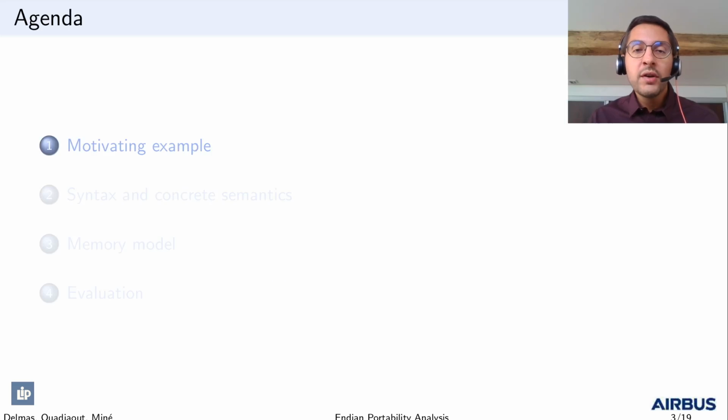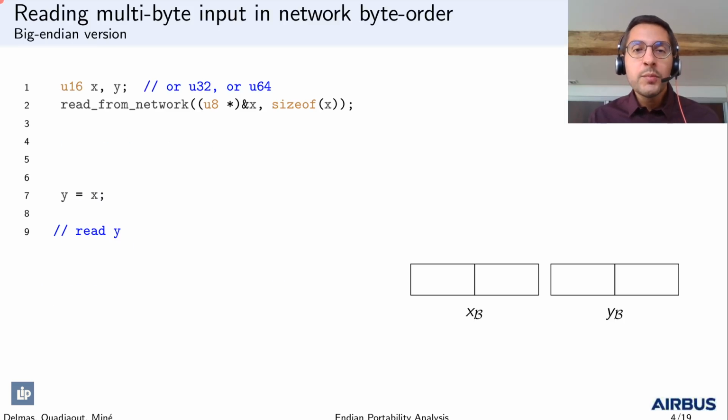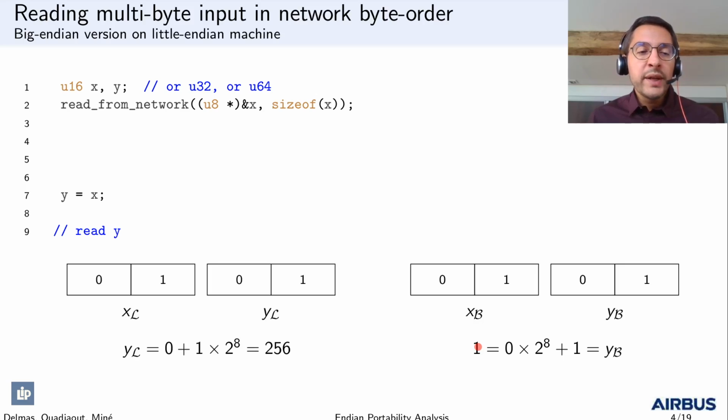Let us show this on an example. This is a small program originally written for a big Endian platform. It reads a 2-byte integer into variable x, copies x to y, and then reads y using the big Endian convention. The value is 1. Now what happens if we run the same program on a little Endian platform? Well, we get the same bytes, but when reading y with the little Endian convention, we get a different value.